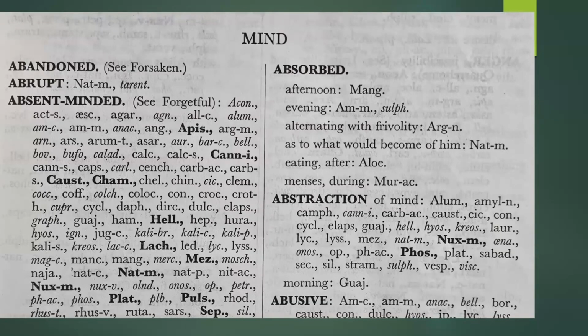This is the first page of Kent's book, where you see abandoned referring to forsaken, the famous first rubric abrupt with Natmur and Tarantula, the remedies, the degrees, etc. You know it. And this has been printed not tens of thousands of times, but hundreds of thousands of times, because some people have called this the Bible of homeopathy, because this is where you find the inspiration for a remedy, okay?